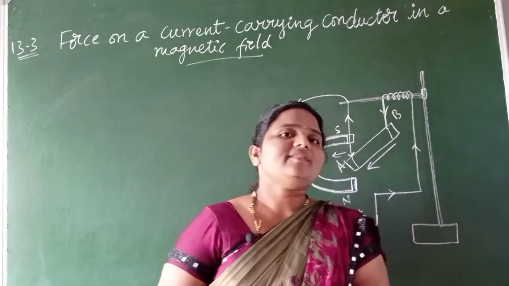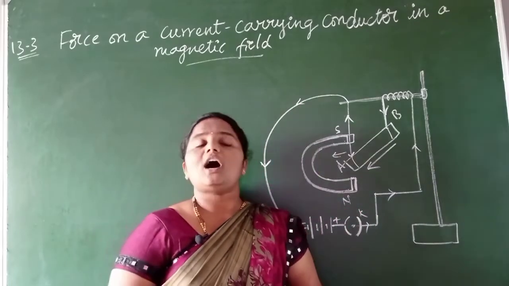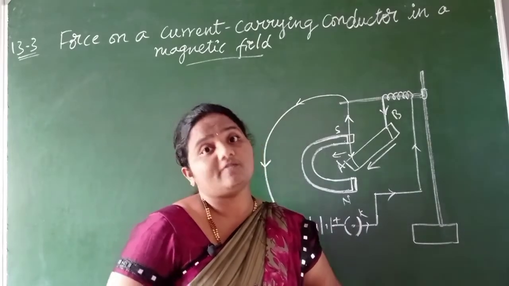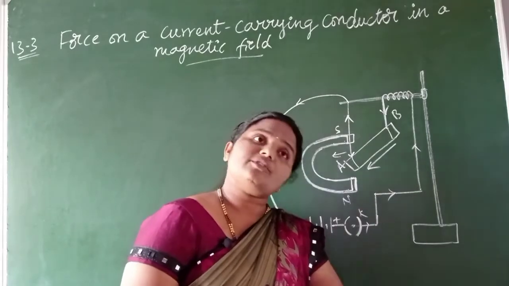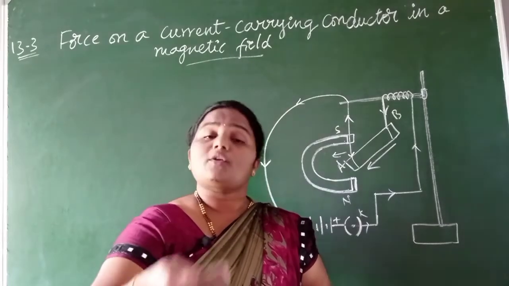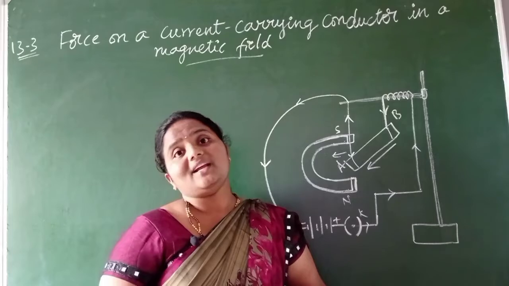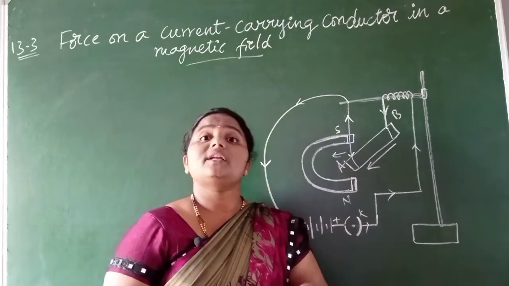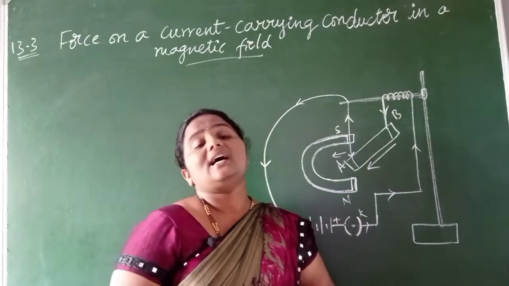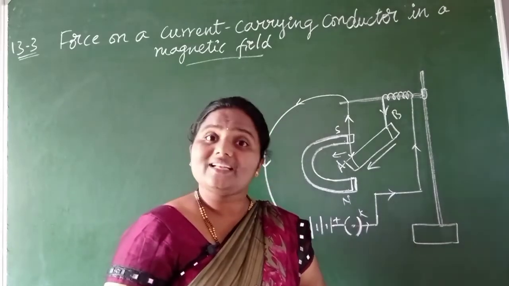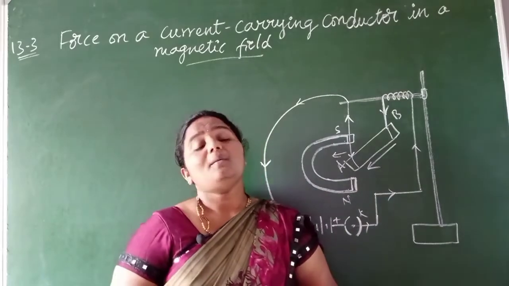See children, in the previous class we learned the pattern of the magnetic field according to the different shapes of the conductor. Suppose the conductor is a straight conductor, what would be the pattern of the magnetic field? Similarly, if the conductor is circular, what is the magnetic field in that? And in the case of a solenoid also, all the magnetic field patterns we have studied in a previous class.